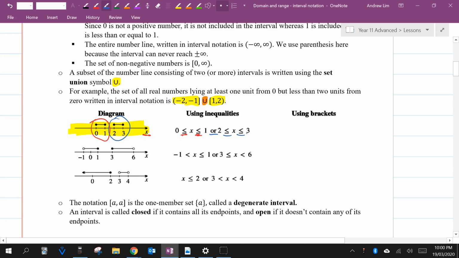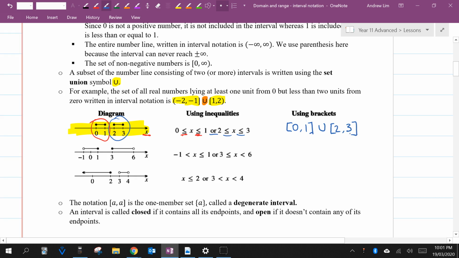Okay, so when we use interval notation for this, because it includes 0, we use the square bracket. It includes 1, so we use the square bracket. We do the union symbol. It includes 2, so we use the square bracket. And it includes 3, so we use the square bracket.